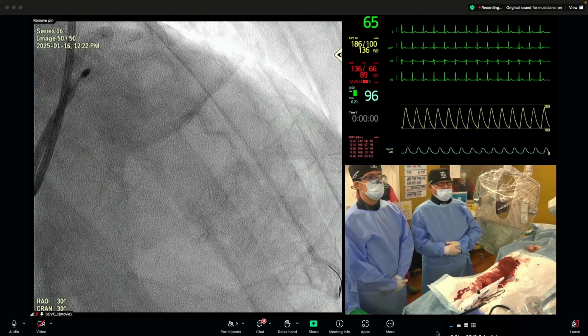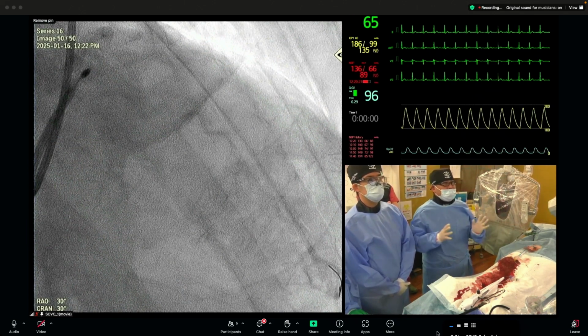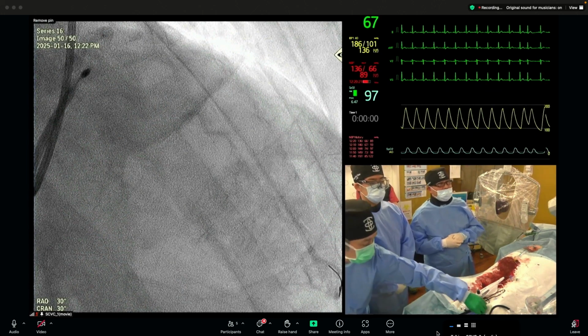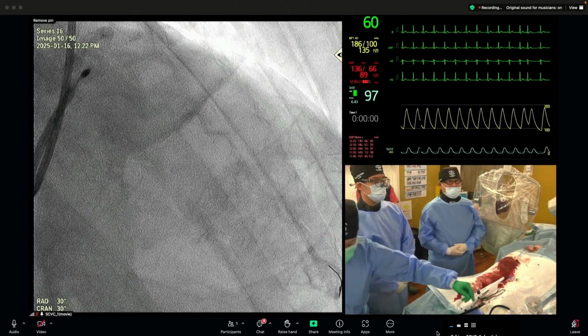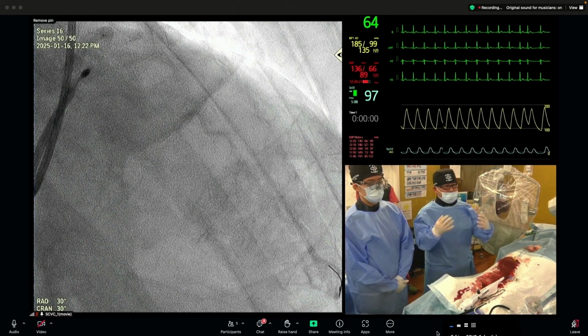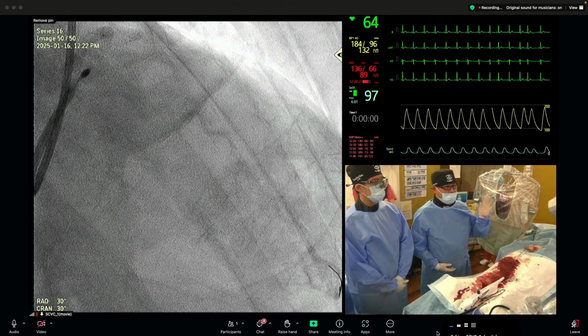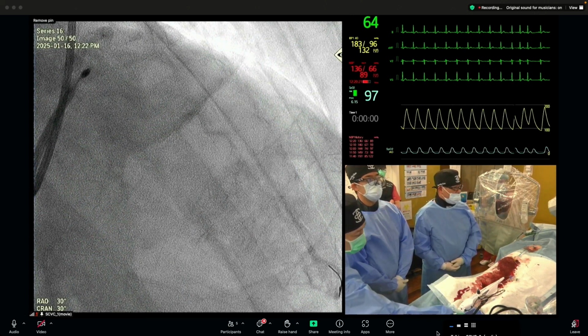So if we want to avoid branch occlusion, of course we need volume reduction of the calcification on the opposite side of the branch. So my strategy first is rotablation.